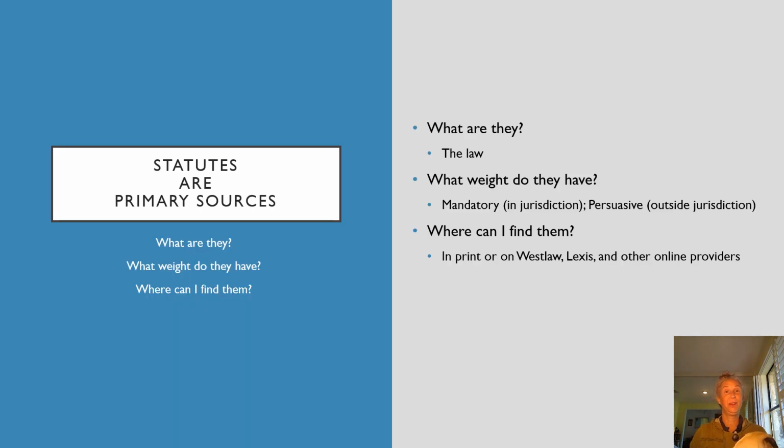So this is a review. Statutes or laws are primary sources. So what are they? They are the law. There are other things that are the law, but a lot of times when people talk about the law or the laws, they're really referring to statutes. So whenever you are doing a legal research question, you should always ask yourself, is there a statute? It's one of the first questions: is there a statute that applies to this behavior?